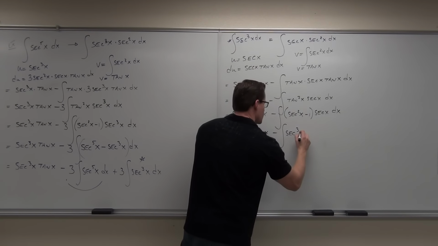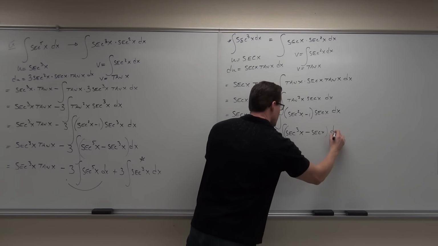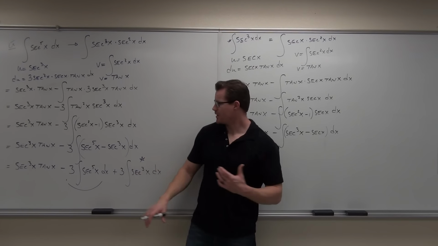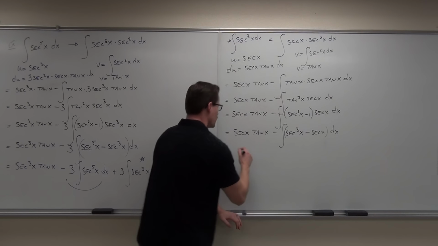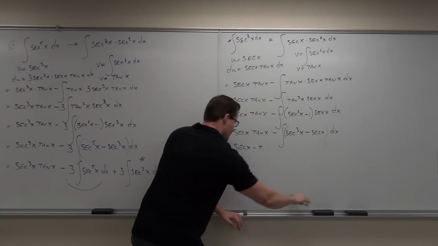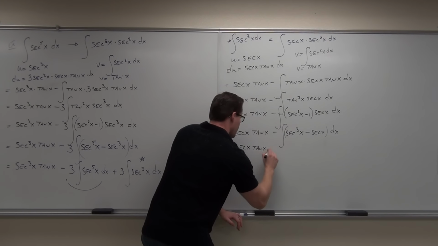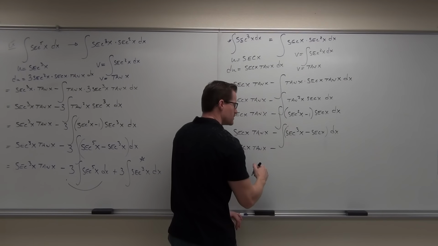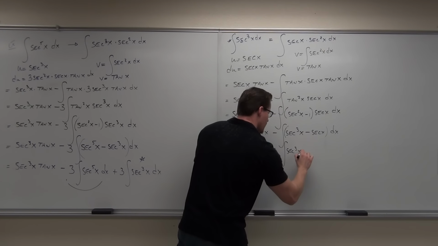That would be secant cubed x minus secant x dx. Do the same thing here that we just did here. Let's split off our integrals again. Well, if we do that, then we got secant x tan x minus, tell me what I'm going to have here. What's the next thing? Secant cubed x dx. Okay.